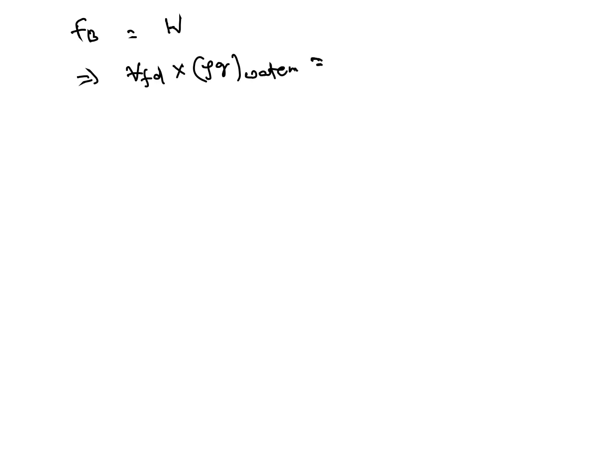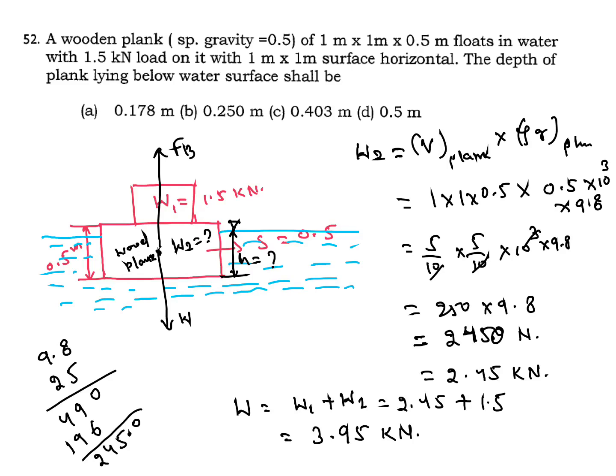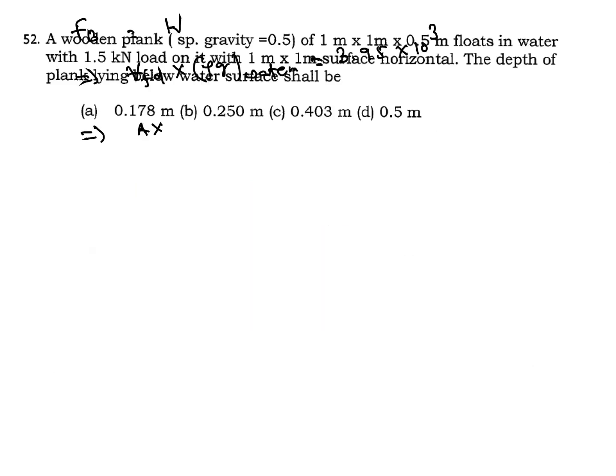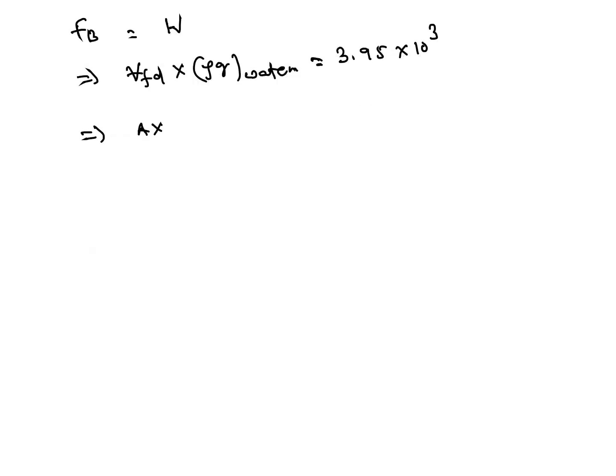So area into depth of immersion, small h, into density of water, 10 to the power 3, into 9.8, equals 3.95 into 10 to the power 3. The 10 to the power 3 cancels.